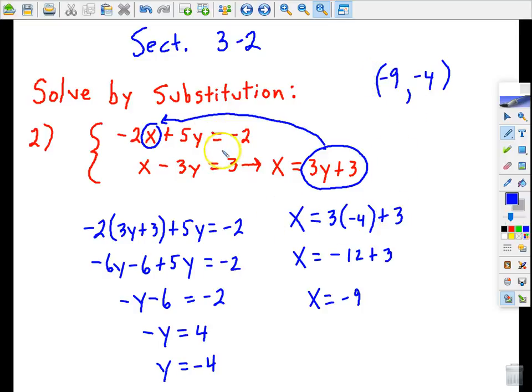So remember, solving a system means I'm finding both x and y, and these values for x and y must make both equations true. So I'm not going to take the time to do it, but if you want confidence that you got the correct answer, let x be negative 9, y be negative 4, and when you do that for both equations, you should have true statements.